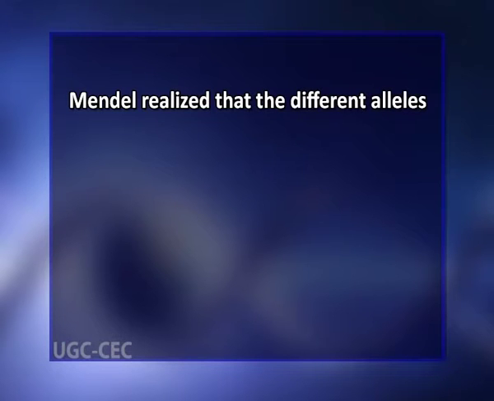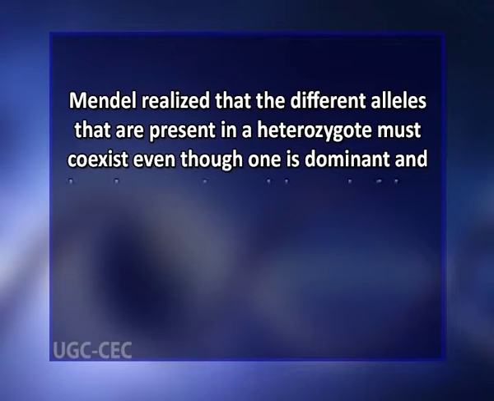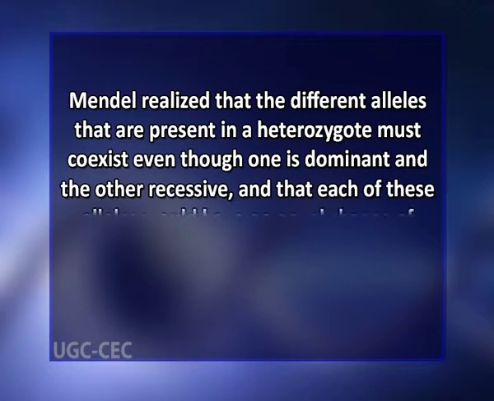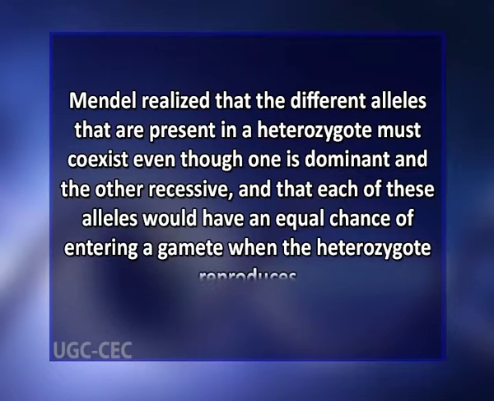Mendel realized that the different alleles present in the heterozygote must coexist even though one is dominant and the other is recessive, and that each of these alleles would have an equal chance of entering a gamete when the heterozygote reproduces. Furthermore, he realized that random fertilization with a mixed population of gametes, half carrying the dominant allele and half carrying the recessive allele, would produce some zygotes in which both alleles were recessive. Thus, he could explain the reappearance of the recessive characteristic in the progeny of the hybrid plants.